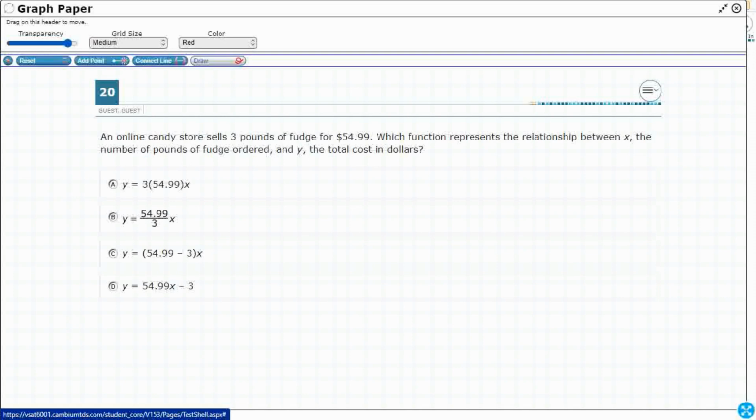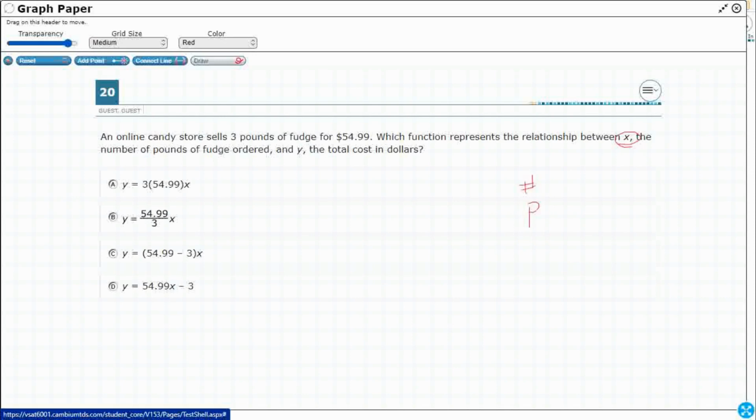So we want to find the relationship between, so here's our independent variable, number of pounds. Okay, so pounds ordered, number of pounds ordered. That's going to be my X, right? So I'm just going to put X right there. And then Y, total cost. Okay, that's pretty simple. That's my dependent variable. Total cost in dollars. Well, if I want to order 5 pounds, how would I figure out the total cost?